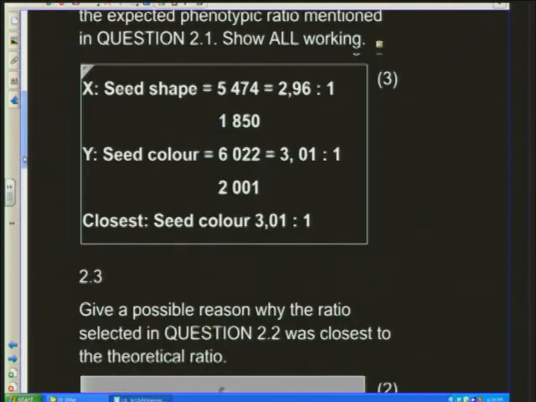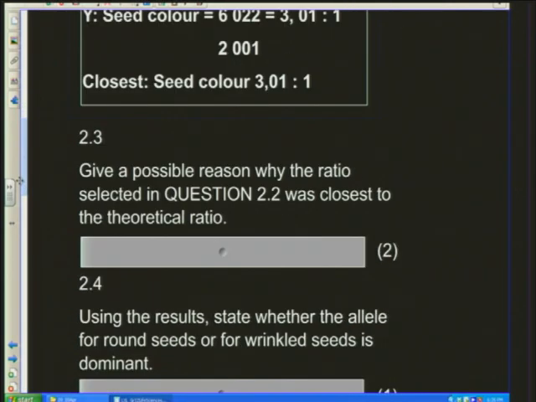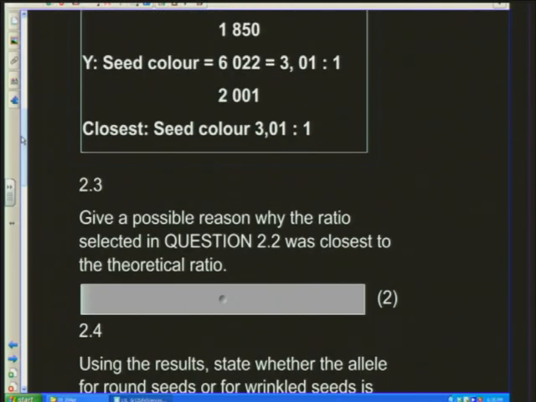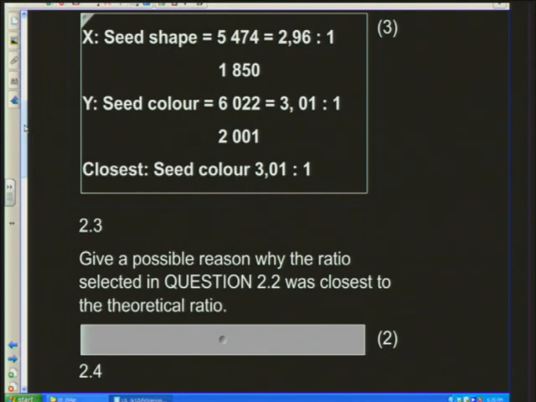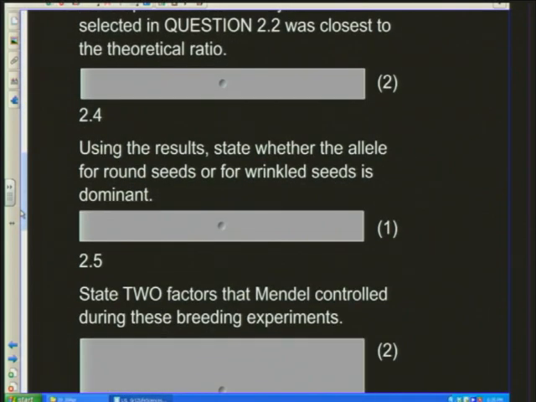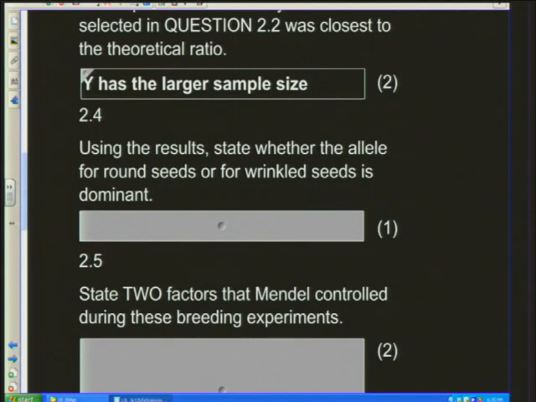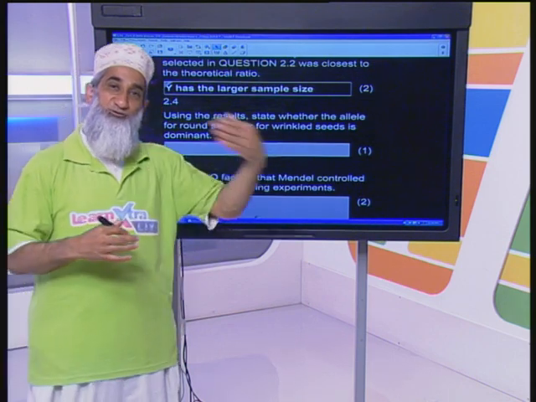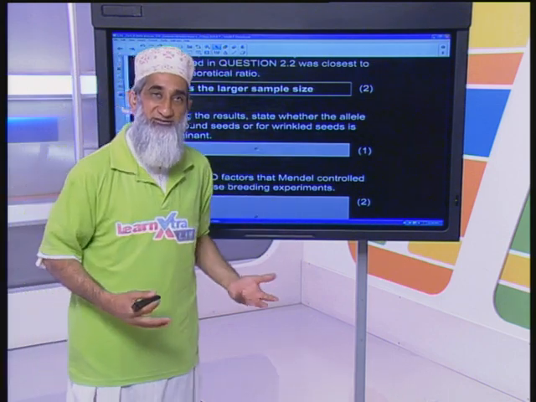Now the question goes further. Give a possible reason why the ratio selected in question 2.2 was closest to the theoretical. Let's go back to the figures that are given. Look at the figures, 5474 and 1850. Here you have 6022 and 2001. There was a bigger sample used here, so that is one possible reason why it was closer. It has a larger sample size. This is now testing your reliability. The closer to the answer, the more reliable it's going to be, obviously, isn't it?